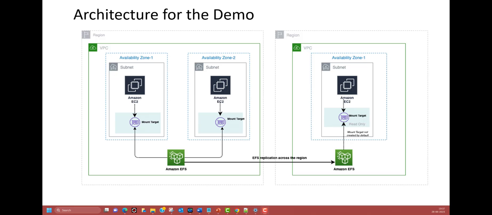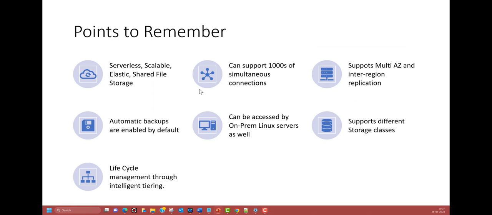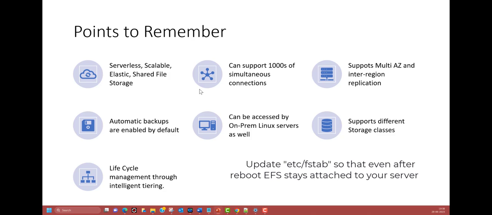So we are back to our presentation. You can see this was the architecture which we just created successfully in our management console. Now let's see what are the points which we need to remember. First of all, it's a serverless, scalable, elastic shared file storage system, which can support more than 1,000 concurrent connections, which can come from your EC2, your ECS, your Lambda, or your Linux servers on-prem if you have a direct connect or VPN connectivity.